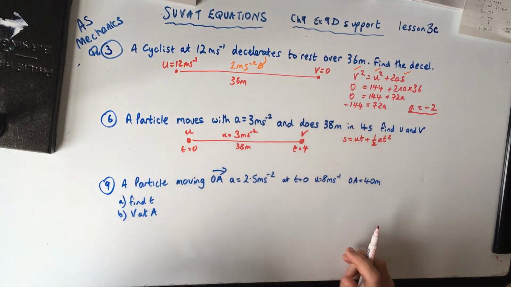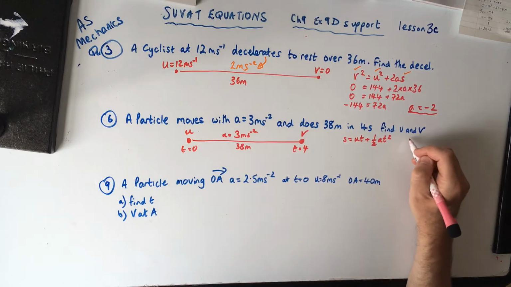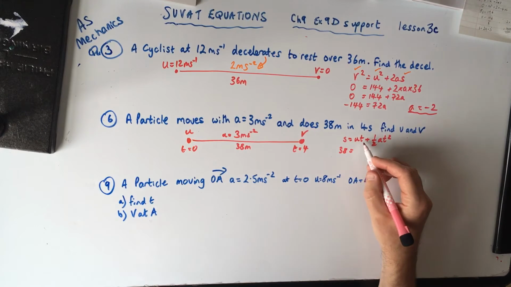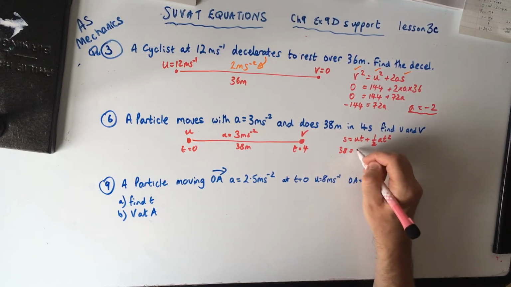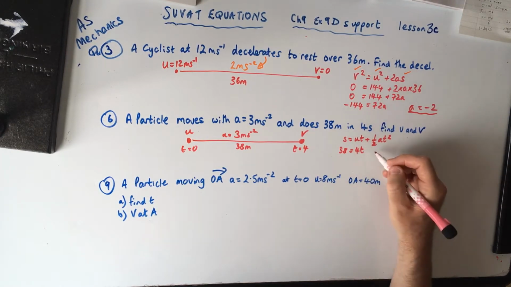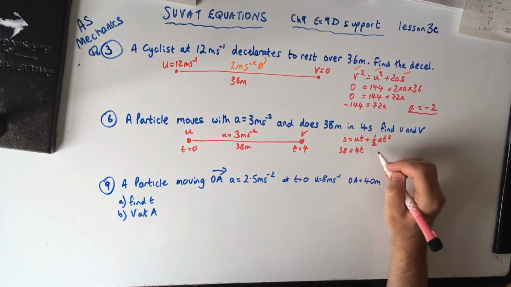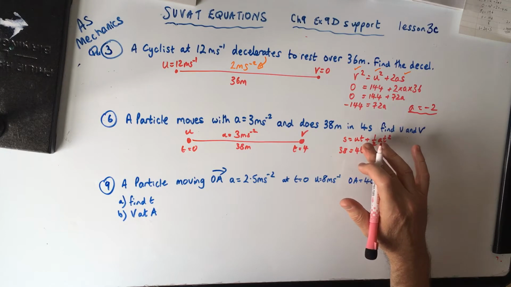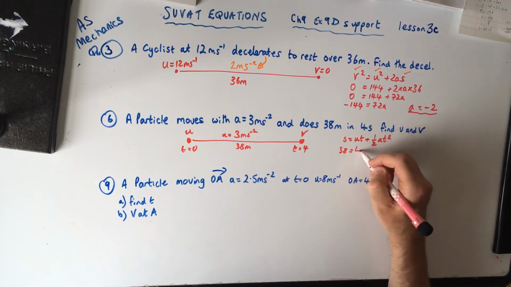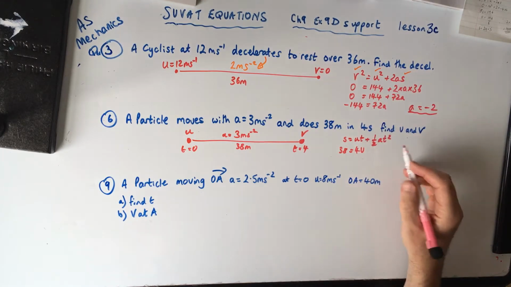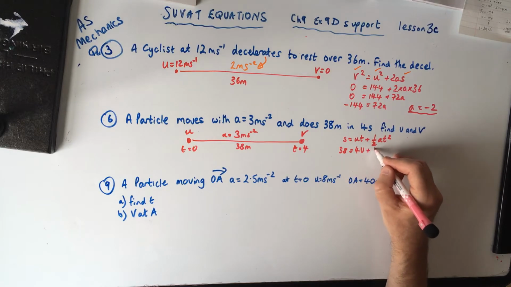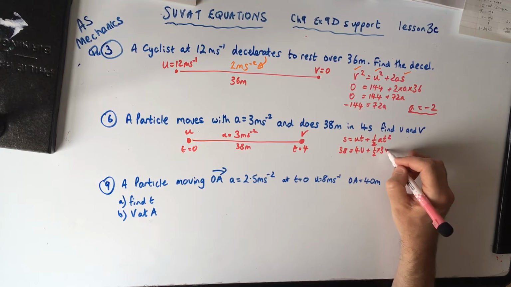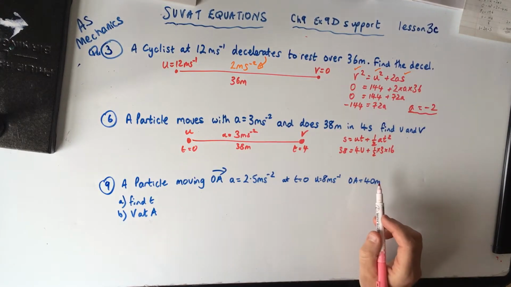What I'm doing there. So yeah, 38 is equal to the initial velocity times the time, so 4u, whoops, t is 4, plus a half times 3 times 4 squared, which is 16. I'm going to go straight for that.